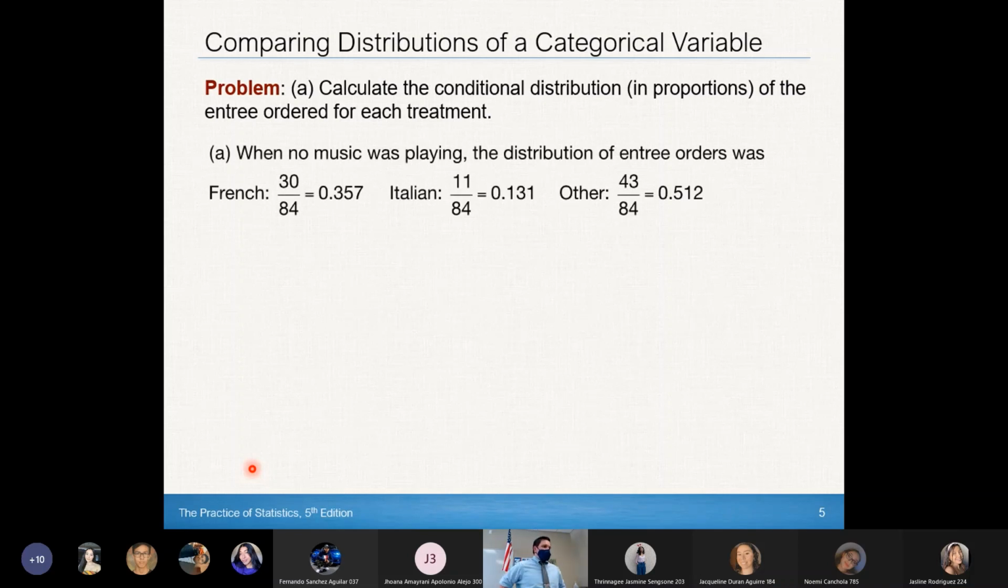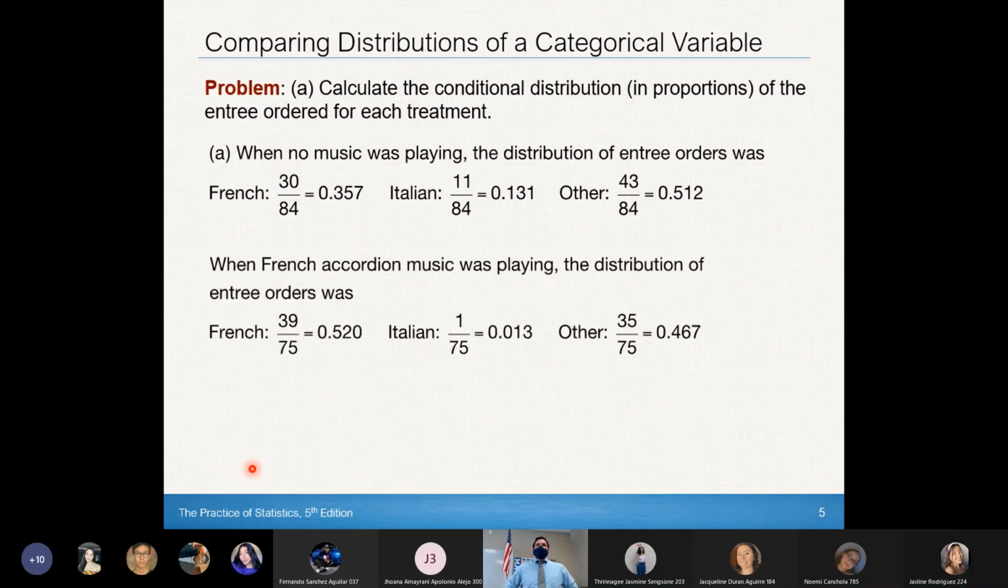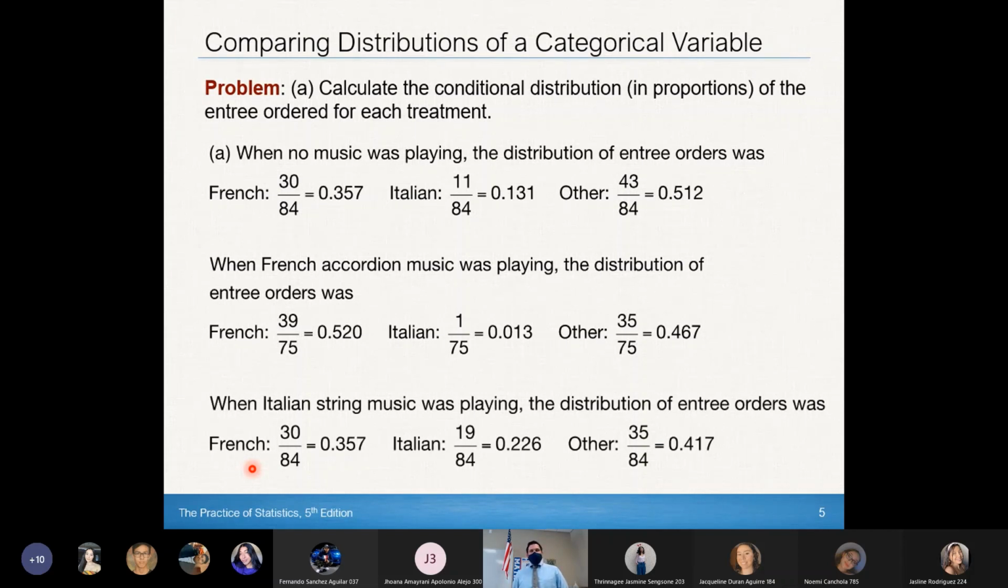So for example, with our treatment of no music, the distribution of entrees ordered was 0.357 French, 0.131 Italian, and 0.512 other. When we have the treatment of French accordion music, we have 0.52 French, 0.013 Italian, and 0.467 other. And lastly, with Italian string music, we have 0.357 French, 0.226 Italian, and 0.417 other.